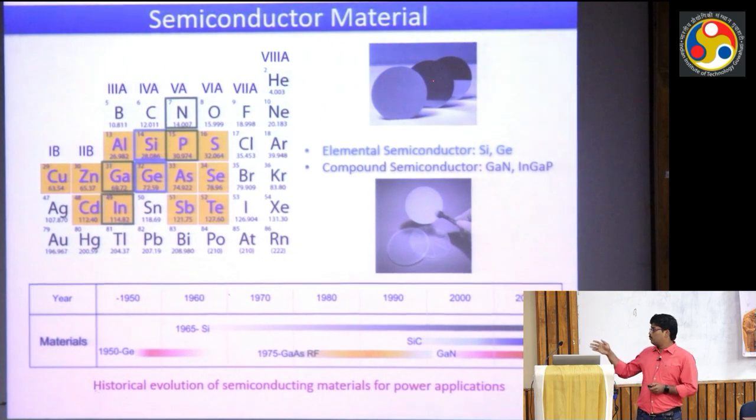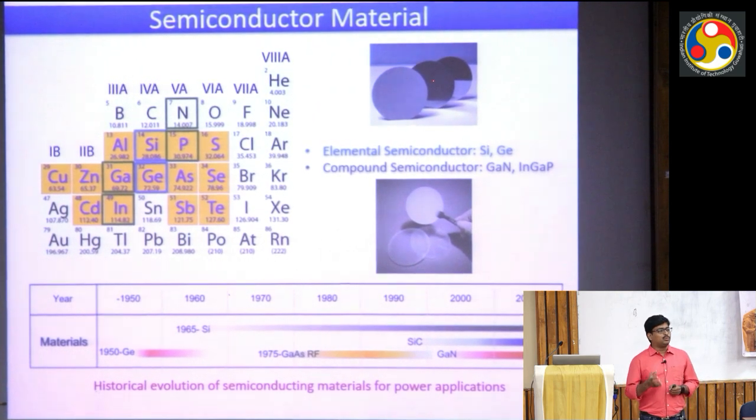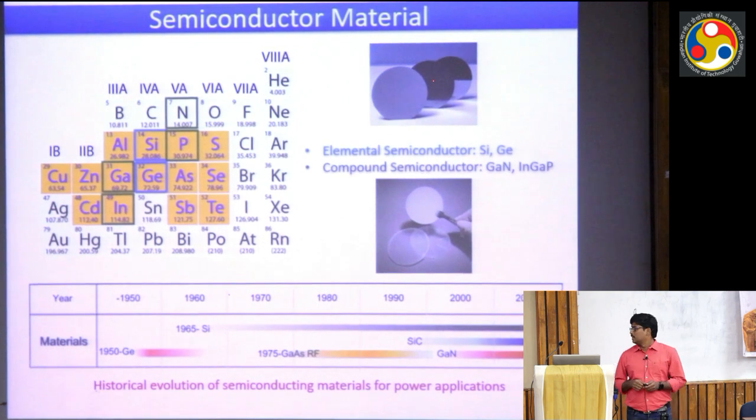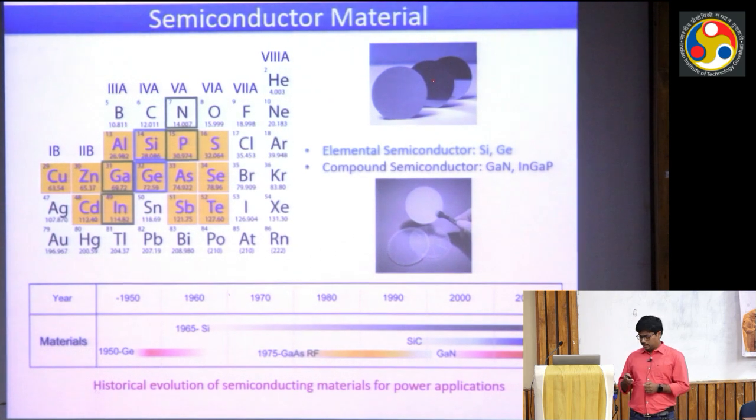And now we will try to map how our CVD technology helps us build devices from different types of material, from elemental semiconductors like silicon to compound semiconductors like gallium arsenide, gallium nitride, even gallium oxide.